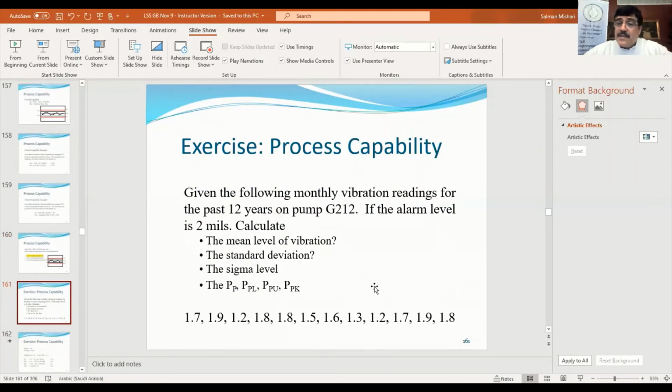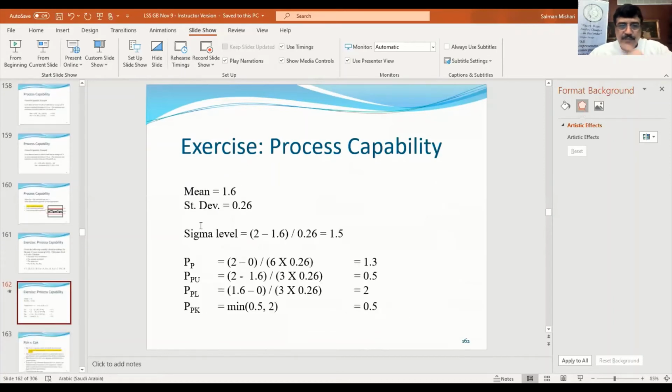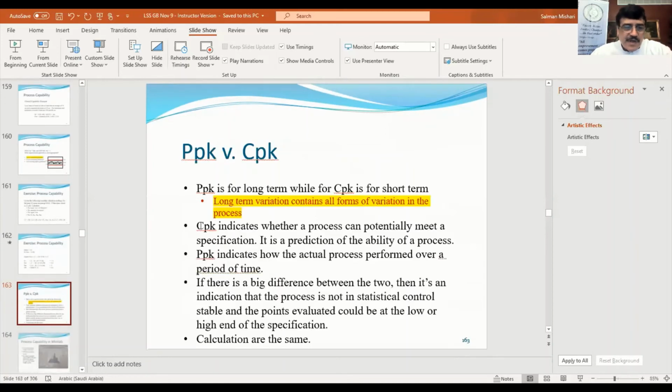This is an exercise. If you want to go back tonight maybe and try to calculate the PP lower, PP upper, and so on, PPK. All you need is to measure the mean and the standard deviation, and plug into the formula. As simple as this. Your specification limit is 2 mil. So that's what you want. And of course, your lower specification limit will be 0. And this is a cheat sheet. You can see if your solution is right or not.